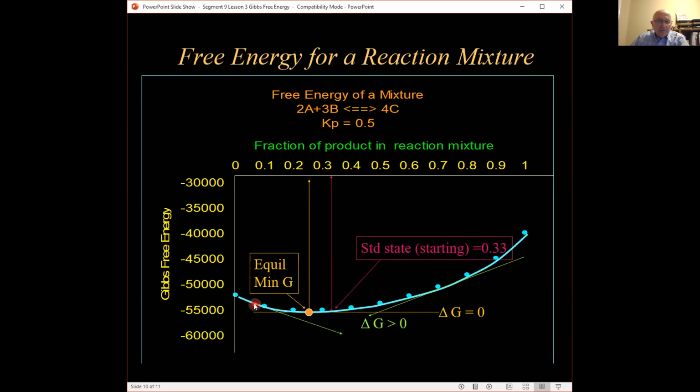And then if I'm looking at the delta G going in this direction, if I'm going again from reactants toward products, the delta G is going to be less than 0 because this value is smaller than this one. So final minus initial would give me a negative number. So if I'm on this side of equilibrium, I go toward equilibrium. If I'm on this side of equilibrium, I go toward equilibrium. Reactions always go from wherever you are toward equilibrium.